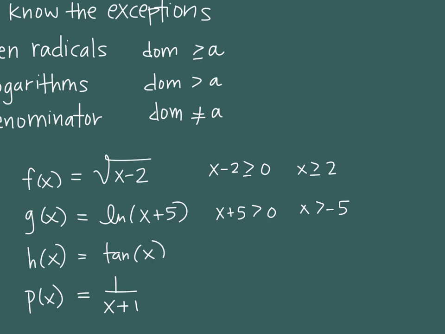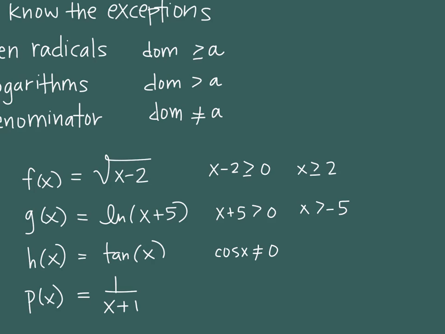Okay, why does tan break the rule? What rule is it breaking, do you think? Well, it doesn't have an even root, doesn't have a logarithm. Does tan have a denominator? Okay, what's the denominator of tan? Exactly, cosine. Okay, it's sine over cosine, so it has a denominator. Okay, so then the denominator is cosine. That can't be equal to 0.